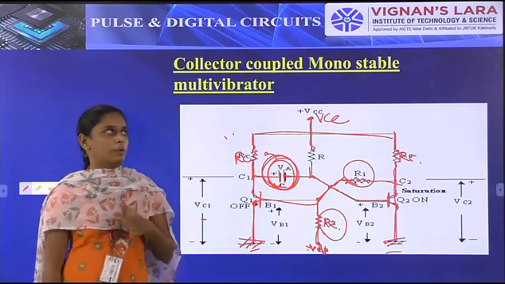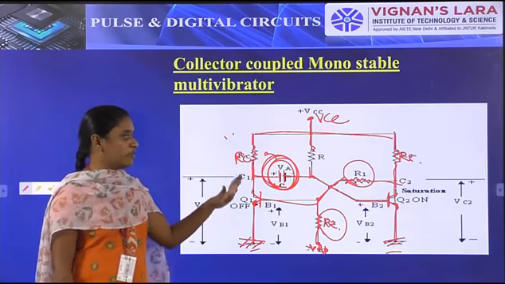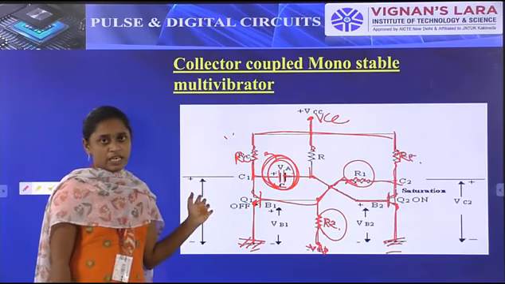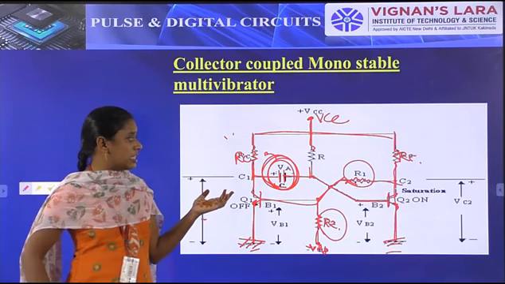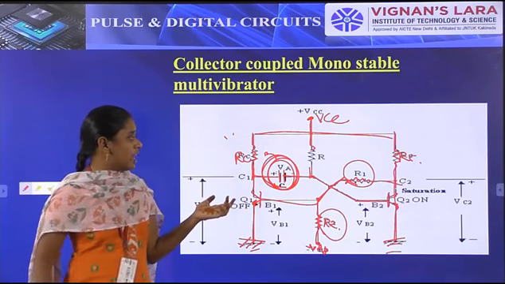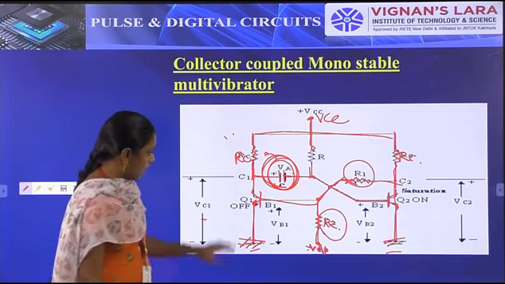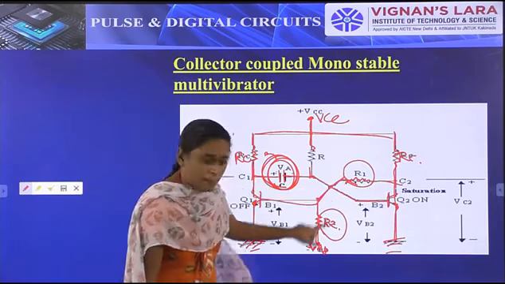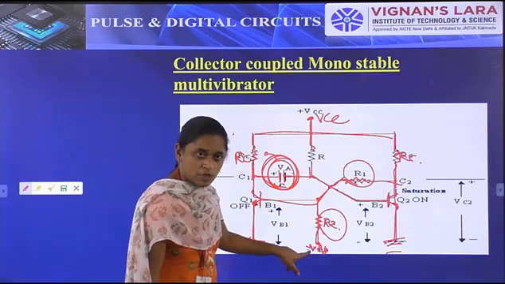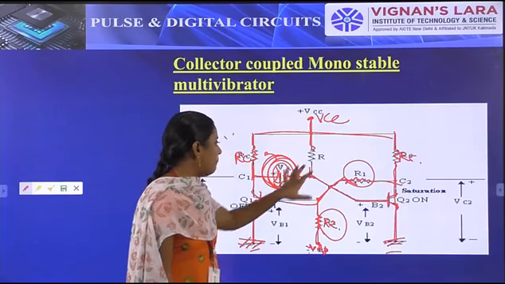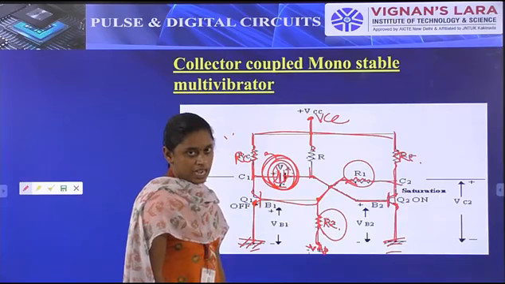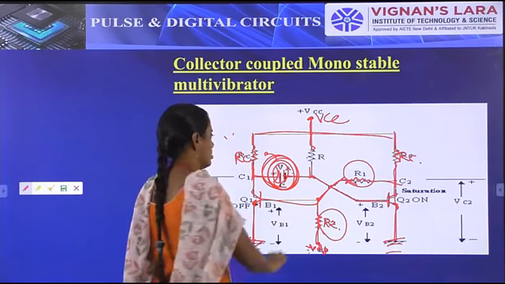So that is the collector coupled monostable multivibrator. Simply, we use the stable state as well as the quasi stable state. In the stable state we use resistive coupling. In the quasi stable state we use capacitive coupling, and on the resistive coupling side we use minus VBB, that is the biasing voltage, and in the capacitive coupling we apply the resistor for charging and discharging, so we connect a resistor path here.